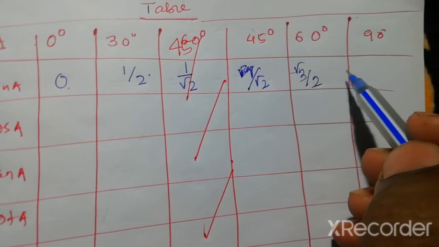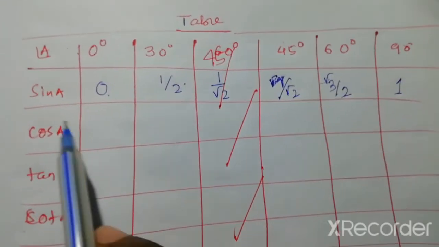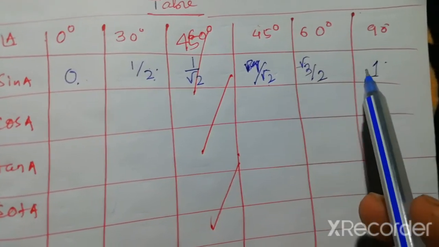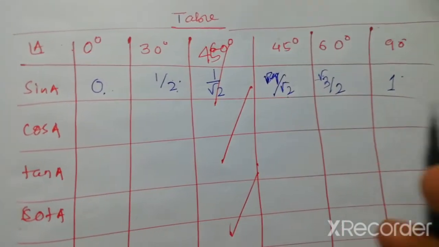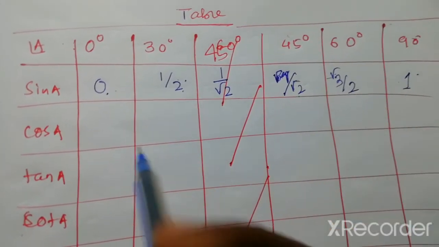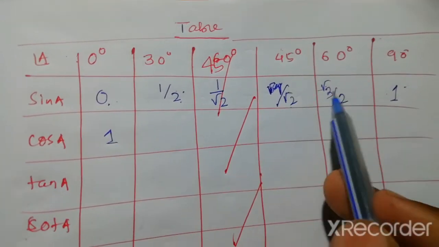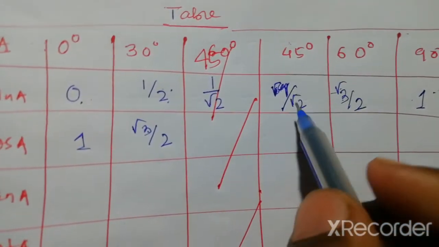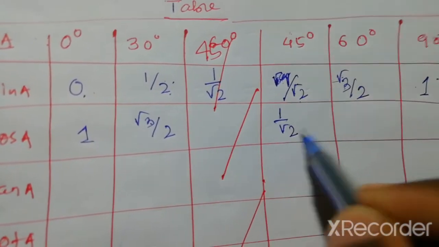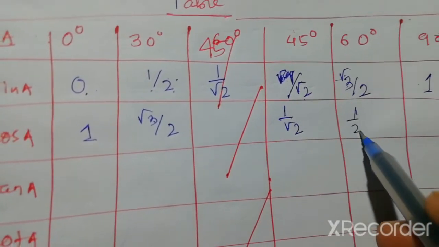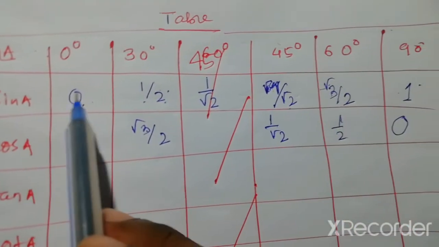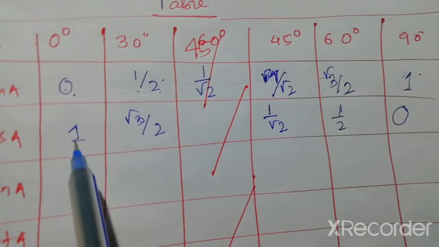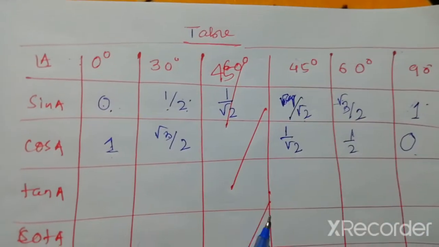This one is 1. Okay, starting from 0 to 1: 0, 1 by 2, 1 by root 2, root 3 by 2, 1. Like that, cos is just the reverse of sine. This is 1, starting from 1 here: root 3 by 2, 1 by root 2, half, 0. So this is the sine of angle A going from 0 to 1, and cos goes from 1 to 0. You have to only remember the sine.